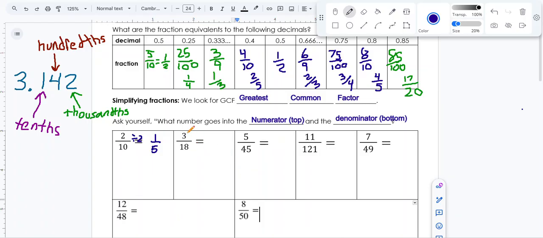3 over 18. The only things that go into 3 are 1 and 3, right? And 1 won't change anything. So I'm going to divide this by 3, and I'm going to divide this by 3. 3 divided by 3 would give me 1. 18 divided by 3 would give me 6. So that's the same thing as 1/6.